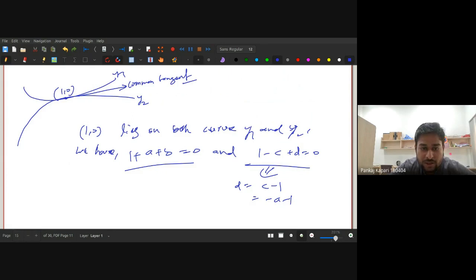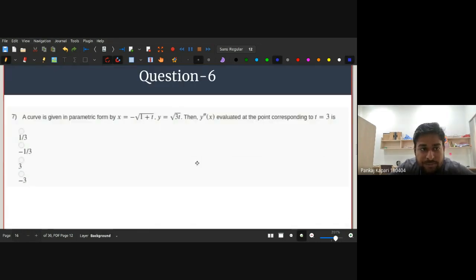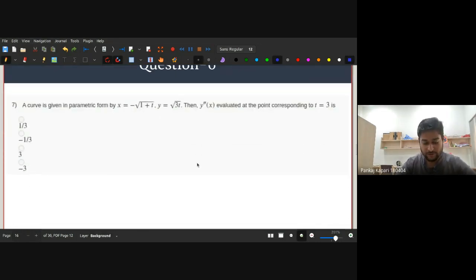Okay, so let's move to the next problem. Here the curve is given in parametric form. Parametric form means both the coordinates of the curve, x comma y, depend on a single parameter. This is the parameter t. So if t changes, x and y both change. So the curve depends on t.